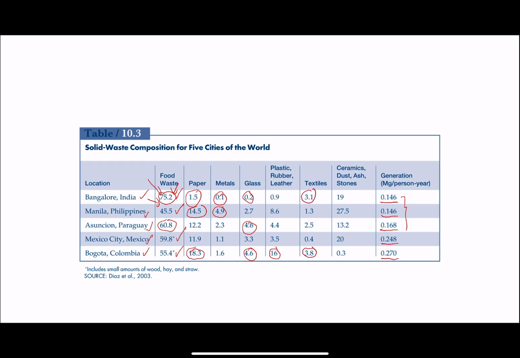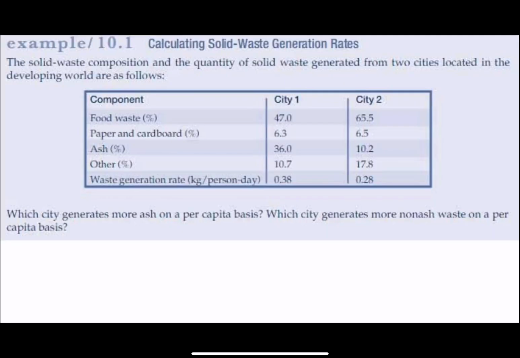Now, ceramic, dust, ash, stones, the Philippines is producing more. And the generation we just talked about, this is a very good example of a table. You have to understand the meaning of each one of them. Let's look at this example.